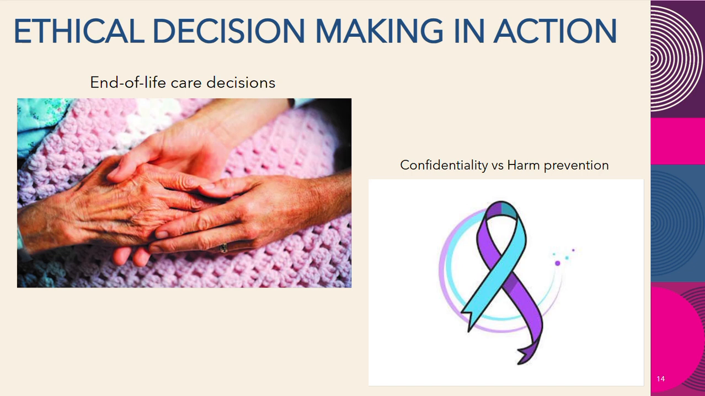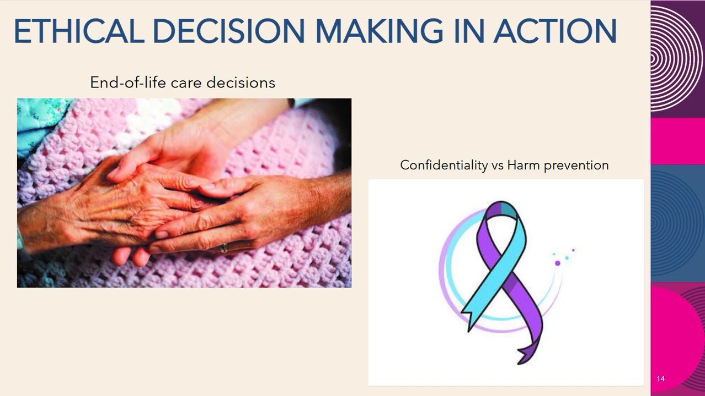Here's an example. An APRN in a palliative care setting is caring for a terminally ill patient whose family is requesting aggressive treatment, despite the patient's advance directive for comfort care only. The APRN must honor the patient's autonomy and legal wishes while communicating compassionately with the family and advocating for appropriate end-of-life care.